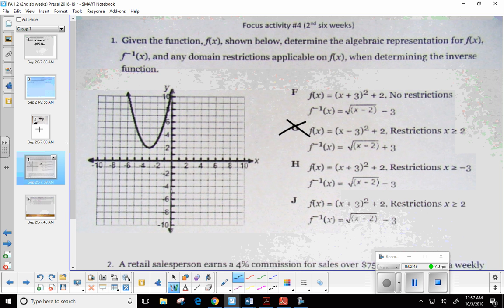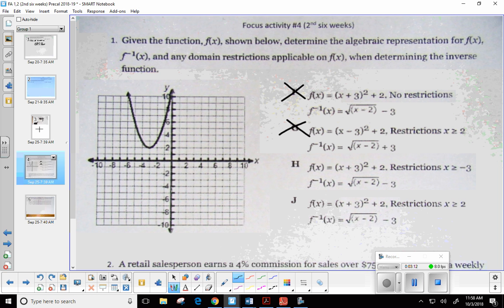So are there any answers that I can eliminate based on that? Yeah, F is gone because we just said it's not 1-to-1, so we have to restrict it in some way. So right there, we've already got it down to a 50-50 shot. It's either H or J. Well, let's take a look at the restrictions. This one says I'm going to restrict it to everything greater than or equal to -3, and this one says I'm going to restrict it to everything greater than or equal to 2.